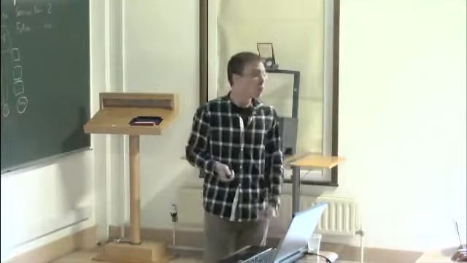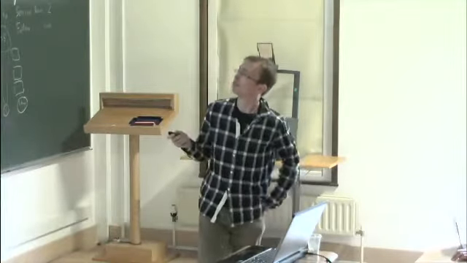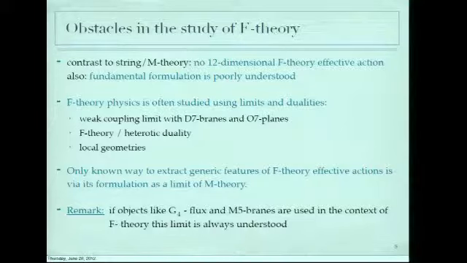So, what are the obstacles to studying F-theory? Well, in contrast to string and M-theory, we don't have a 12-dimensional F-theory effective action. And the fundamental formulation is also poorly understood. So we have to find a way to nevertheless address these questions in F-theory and ideally to compute the full effective action and study corrections and so on. We have heard that there are various limits where this can be done. So there's the weak coupling limit, where we end up with string perturbation theory and can study D7 branes and O7 planes.